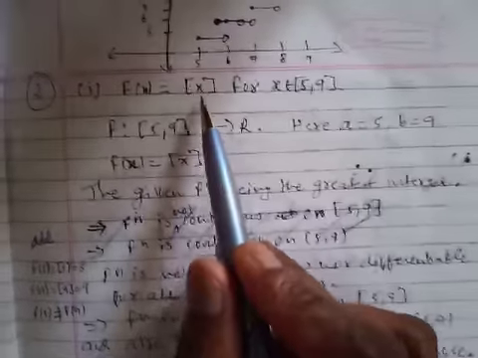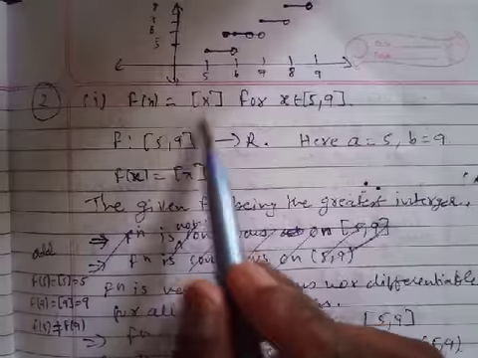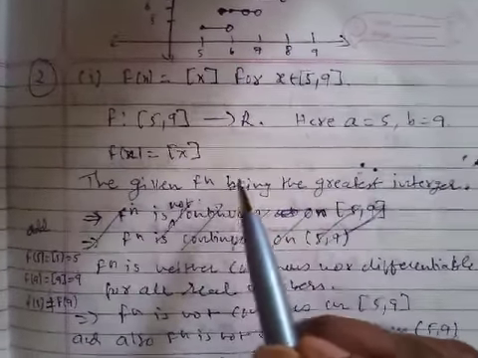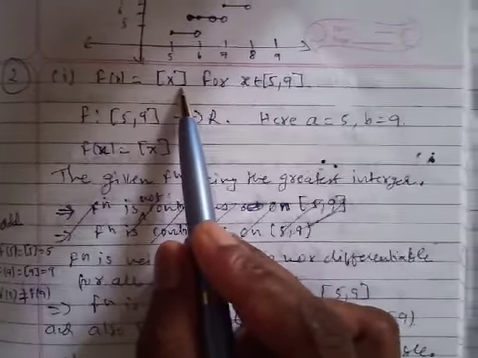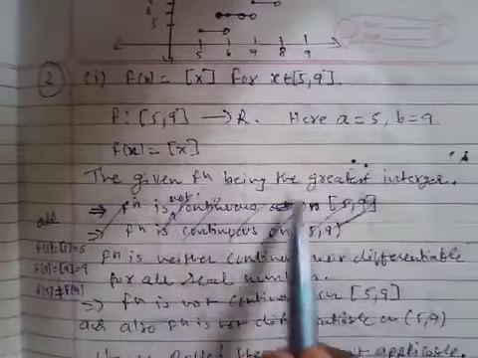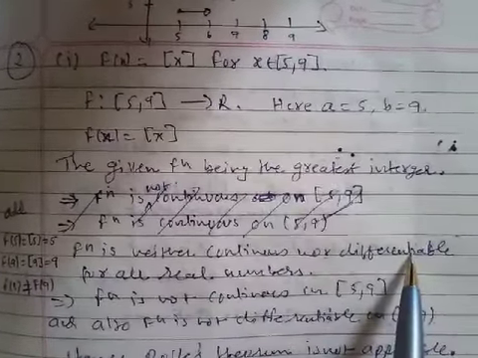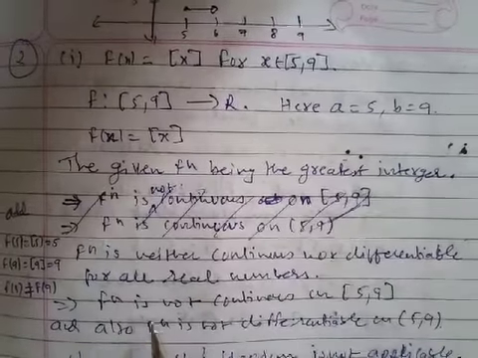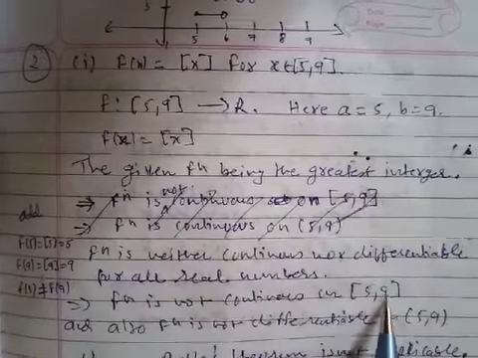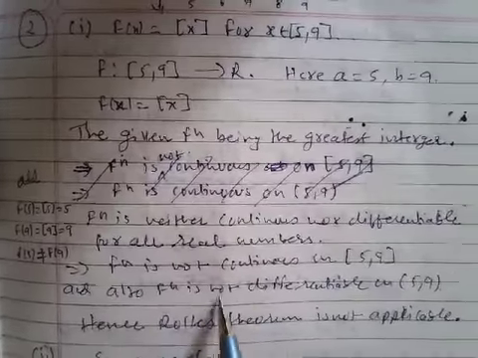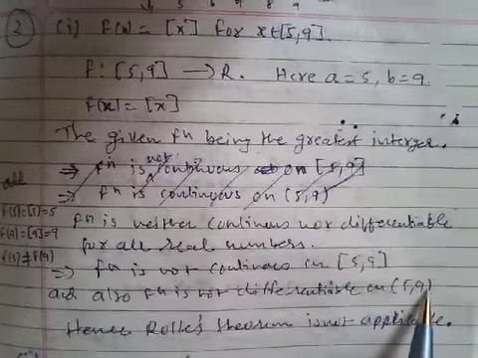Whenever it is a greatest integer function like this, it is never a continuous function. So the given function, being a greatest integer function, is neither continuous nor differentiable for all real numbers. Therefore the function is not continuous on the closed interval [5, 9], and therefore the function is also not differentiable on the open interval (5, 9).